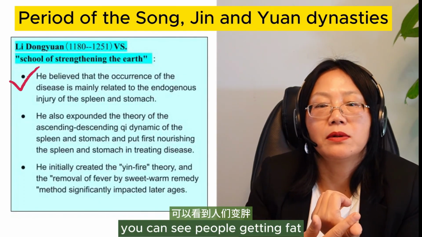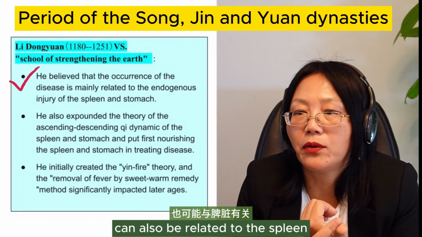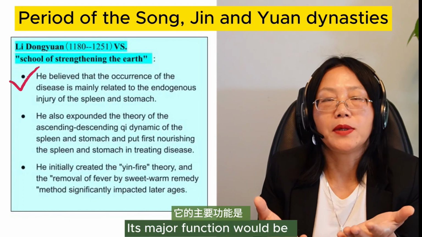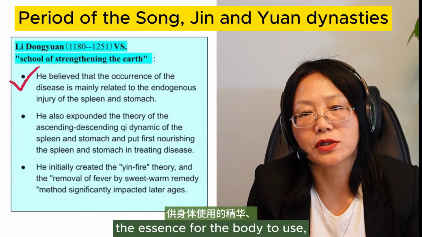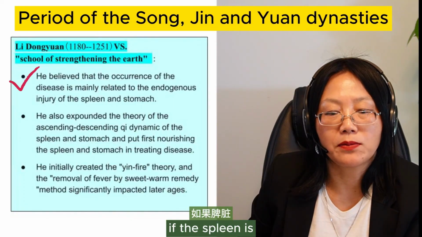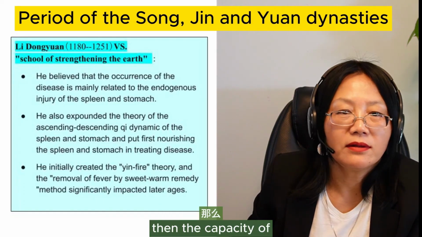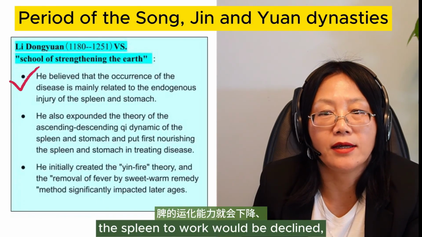You can see people getting fat, gaining weight. Too much weight can also be related to the spleen, because the major function of the spleen is transportation, producing essence for the body to use. The waste will be transported out of the body. If the spleen is in hypofunction, cannot function well, then the capacity for the spleen to work would be declined.